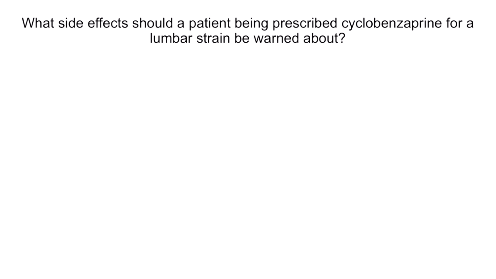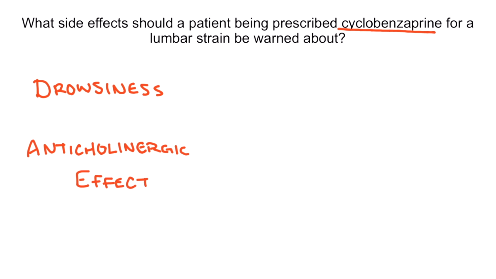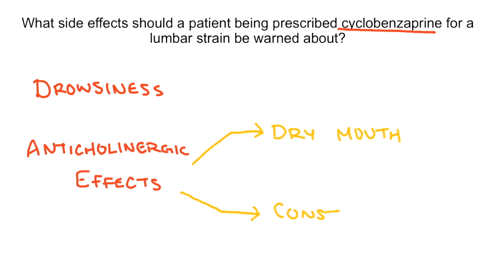What side effects should a patient being prescribed cyclobenzaprine for a lumbar strain be warned about? Cyclobenzaprine is a non-benzodiazepine muscle relaxant. It works by blocking nerve impulses. Because this blockade is nonspecific, it can block impulses to the brain, causing drowsiness. It can also give anticholinergic effects such as dry mouth and constipation.